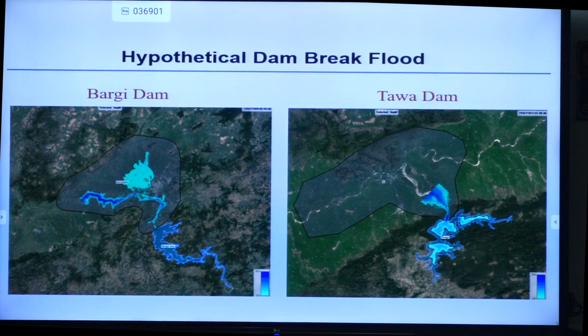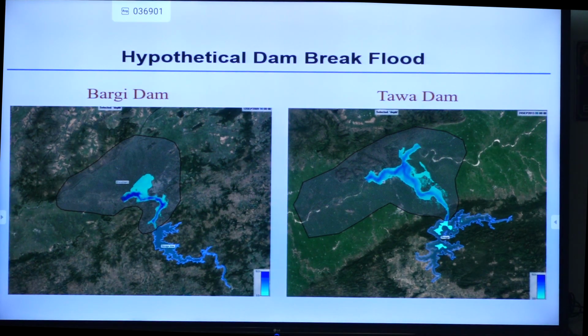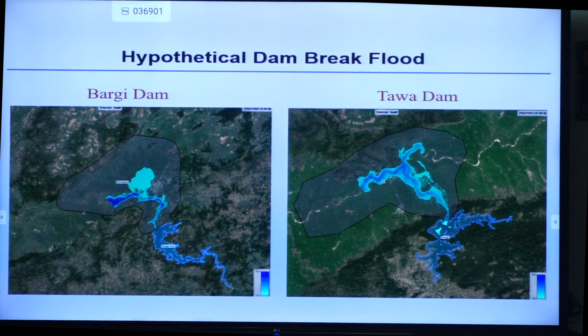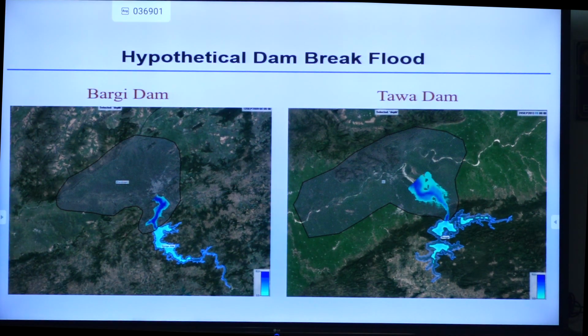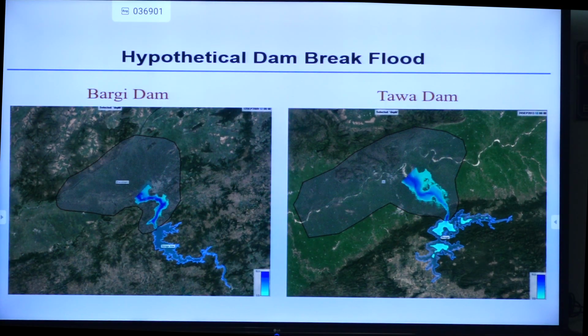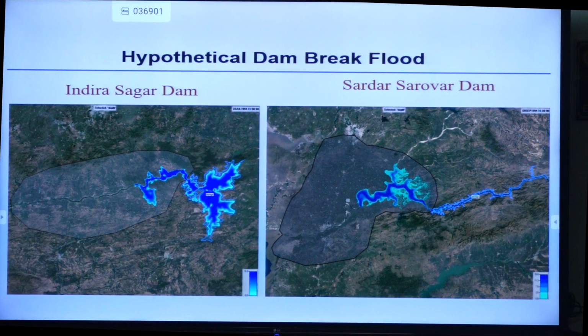This is another beautiful side of HEC-RAS. You can prepare movies and you can see your results from this. So this is for Bargi Dam, this is for Tawa Dam, and I have two other dams. This is Indira Sagar Dam, this is Sardar Sarovar Dam.